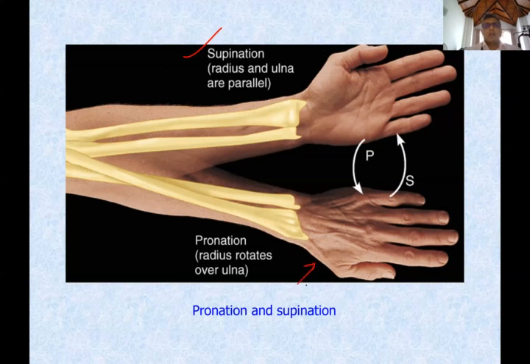So this supination and pronation are taking place below the elbow joint. They are not at the elbow joint. Elbow joint is somewhere here. So this is at the distal and proximal radio-ulnar joints. There are two small joints called the distal radio-ulnar joint and the proximal radio-ulnar joint. So at these two joints, there is rotation of the radius around the ulna, giving rise to this supination and pronation.